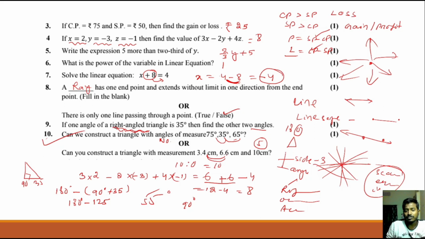Suppose first you add and it is satisfied, then check the second, then the third. If all three are satisfied, then it is a triangle. That means A plus B greater than C, also check A plus C greater than B, also B plus C greater than A. Check these three; if all are satisfied then it is a triangle, otherwise not. Okay, next.